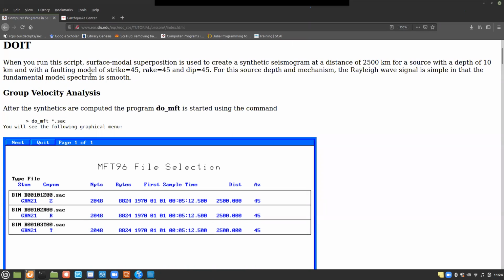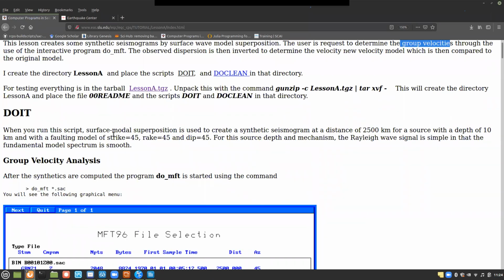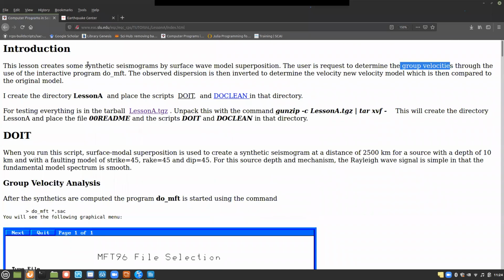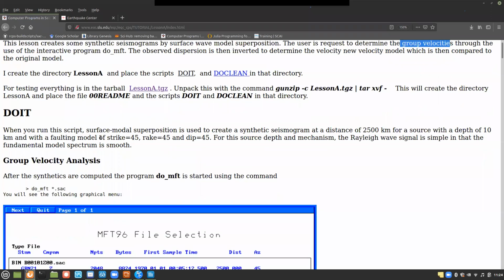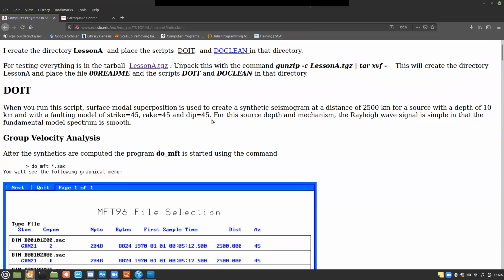In this case, what we're going to do is synthetically generate a seismogram assuming some fault model, where we can define the fault model by the strike, rake, and dip. These are the three angles, or the displacement and the normal to the fault. You can use that to also define the fault geometry. So we define the fault geometry as this, and we use this to generate some Rayleigh wave signals.